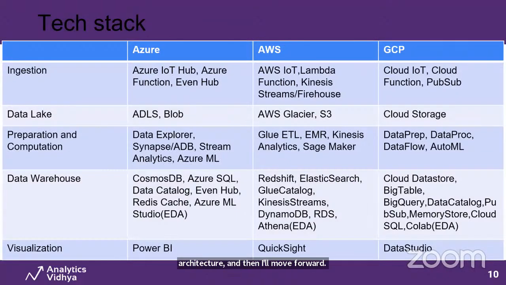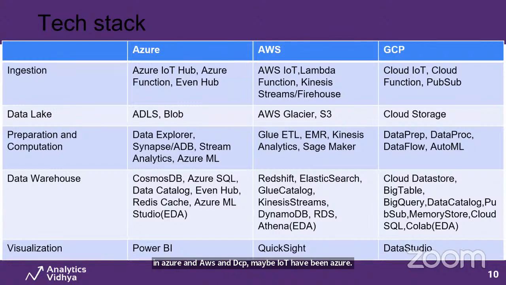I mean, nothing much to explain. This is self-explanatory. So I try to put what are the parallels you can think of in three different cloud providers, the famous cloud providers like Azure, AWS, and GCP. You can see for ingestion what type of tool you can use in Azure and AWS and GCP. Maybe IoT Hub in Azure, IoT in AWS, and Cloud IoT in GCP.